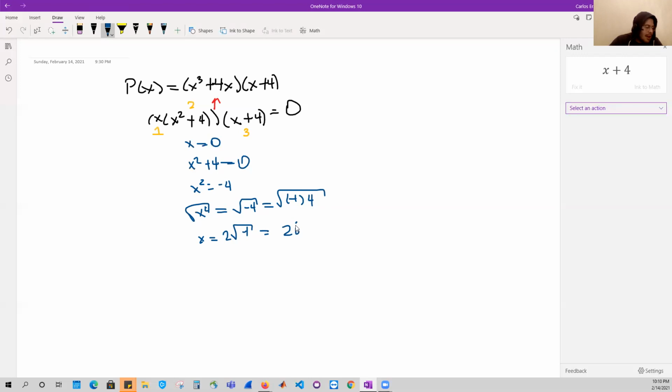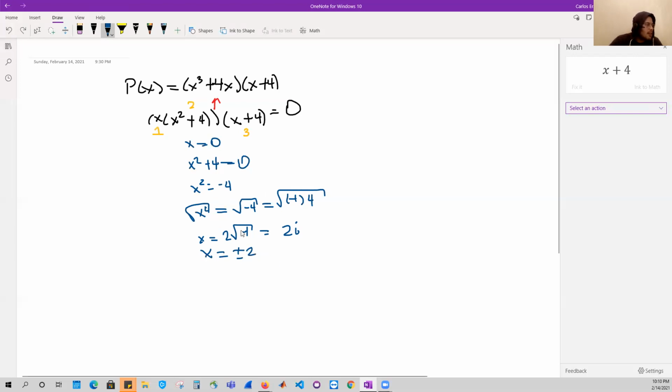And we have to understand that i is equal to the square root of minus 1. It's just a mathematical representation of what an imaginary number is. So let us not forget that since we have squared everything up, the results that we're going to get here from this root are x equals plus or minus 2i.